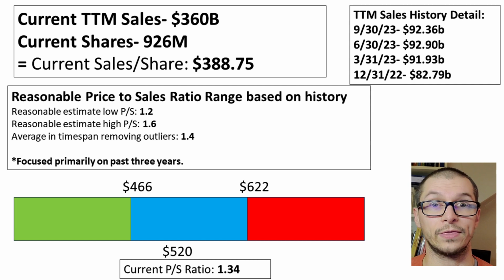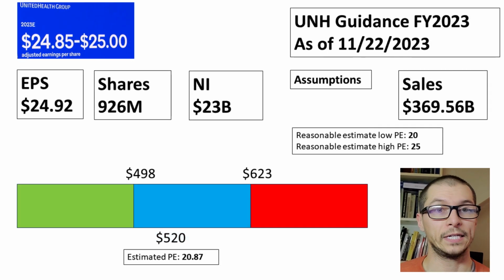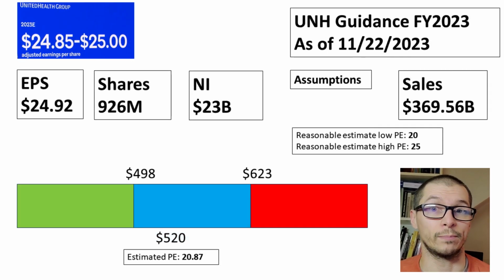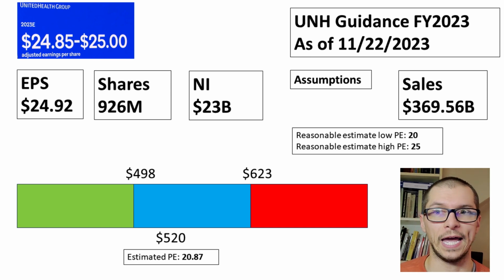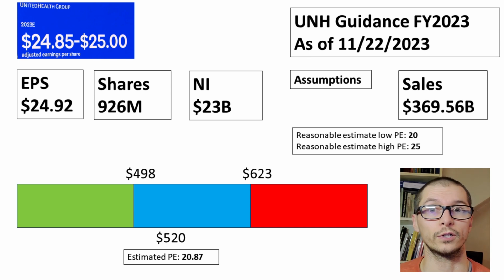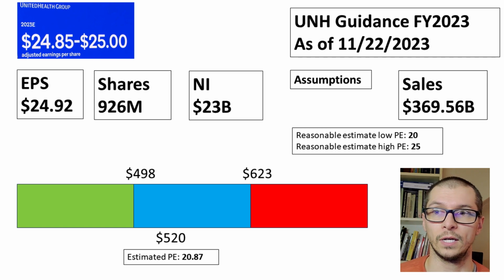Let's now look at the forward guidance. Looking at management's guidance, they have provided the following projection for its fiscal year end, December 31st, 2023. Final earnings per share to be between $24.85 and $25. To keep it simple, I'm going to split that range in half, and we're going to use $24.92 going forward. Using this information, we can estimate a reasonable forecast of what to expect in terms of a fair PE ratio and stock price.